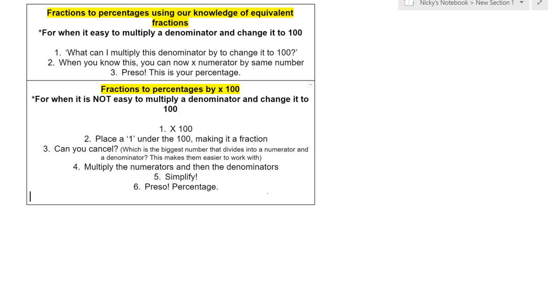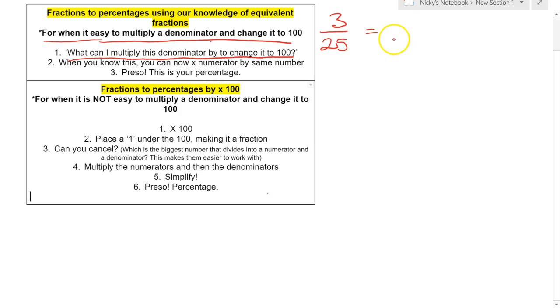So 3 steps here, and this is for when it's easy to multiply a denominator and change it to 100. So we're talking about when you get a fraction, let's say it's 3 over 25, and you look at that fraction and you know that the denominator here, 25 in this case, is pretty easy to turn to 100 by multiplying. Okay? So you're thinking to yourself, what can I multiply this denominator by to change it to 100? And in this case it's 4, because 4 times 25 is 100.